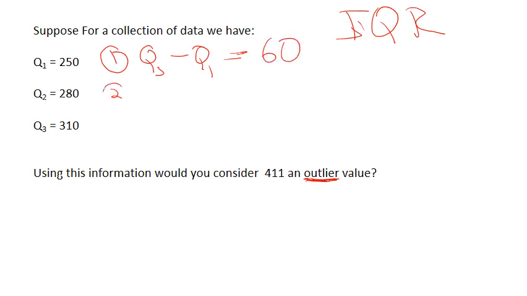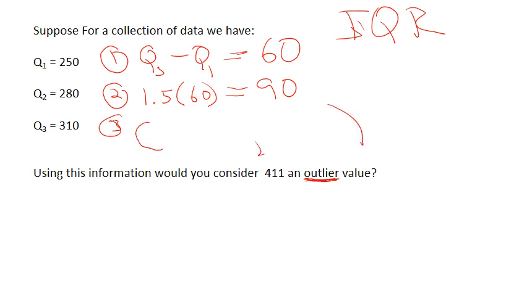Step 2, you multiply this number here by 1.5. It's always 1.5. So whatever this difference is in step 1, you multiply it by 1.5, and you are going to get 90. The third step is you come up with an interval.